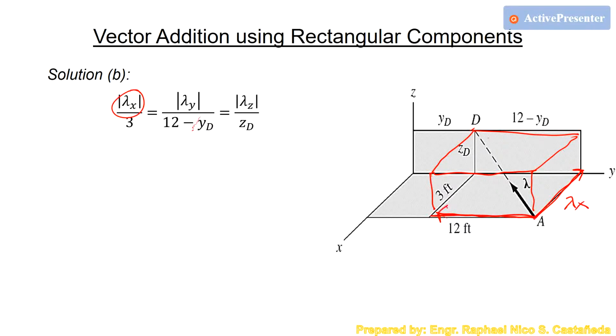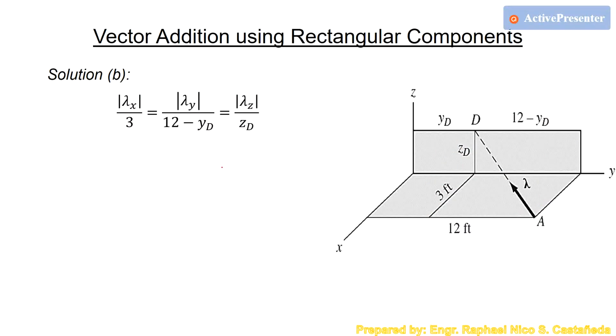This one right here is proportional only, meaning this box is not the dimension of lambda x and all the components of the unit vector. So we just use the proportion. As you can see, lambda x is proportional to the 3 feet side of the box. Then we have lambda y, which is proportional to 12 minus yd. Then we have lambda z, which is vertical, proportional to zd.